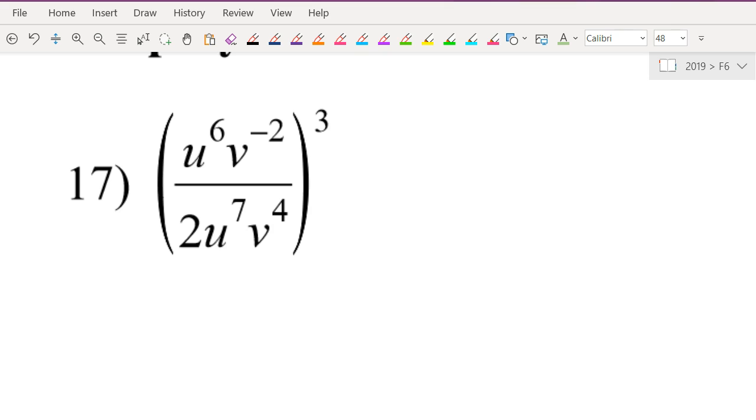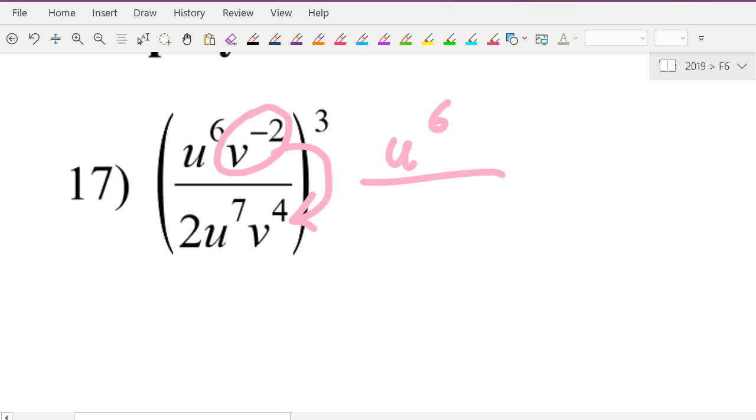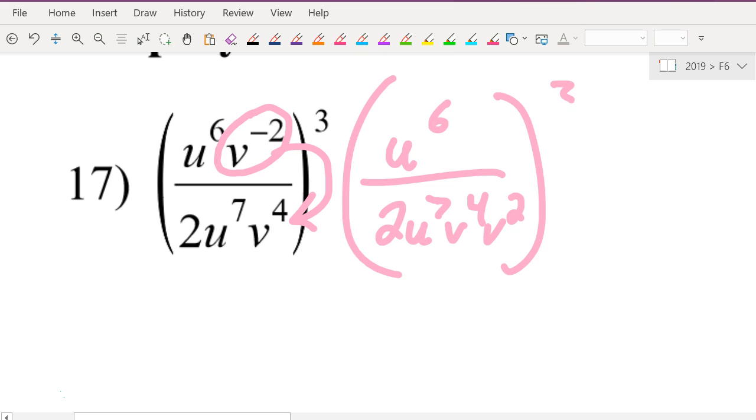All right. Yes, go ahead. So, we would first put the b with a -2 for an exponent down. Yes, so we're going to take this and move it down right there. Okay, so let's rewrite the problem. u6 over 2u7 b4 b2. Very good. And that whole thing is being raised to the 3rd.